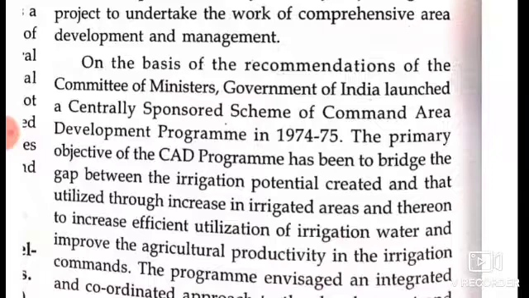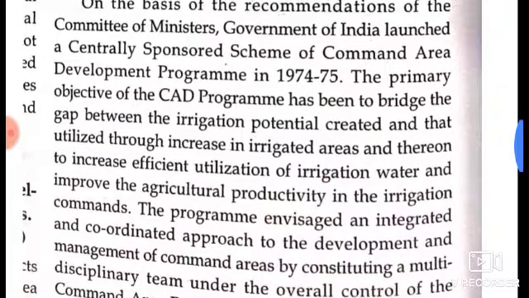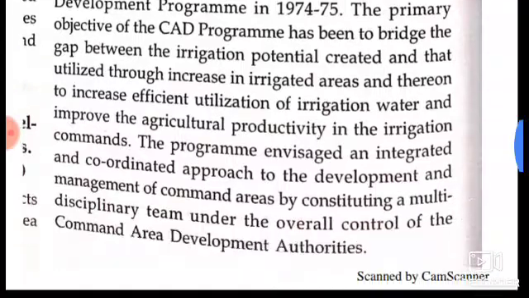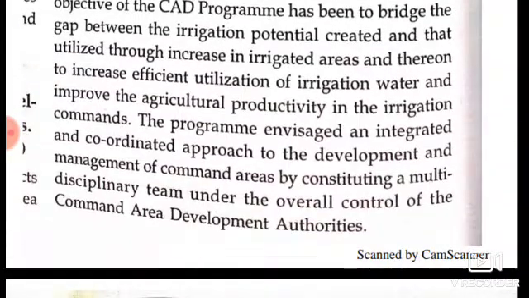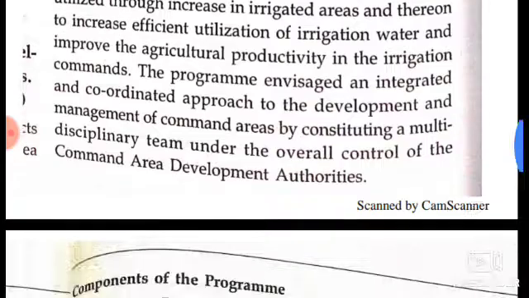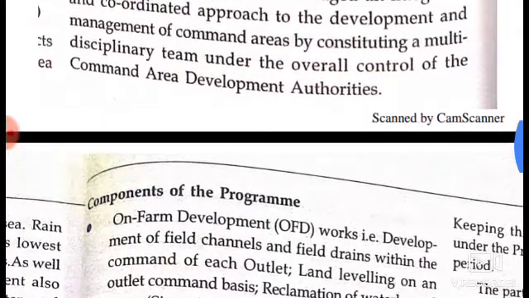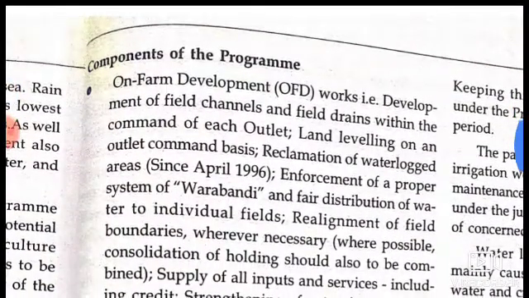The primary objectives of the CAD program have been to bridge the gap between the irrigation potential created and that utilized, to increase the efficient utilization of irrigation water, and to improve the agricultural productivity in the irrigation commands. The program envisaged an integrated and coordinated approach to the development and management of command areas by constituting a multidisciplinary team under the overall control of the Command Area Development Authority.